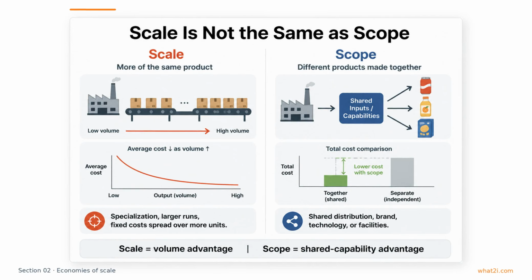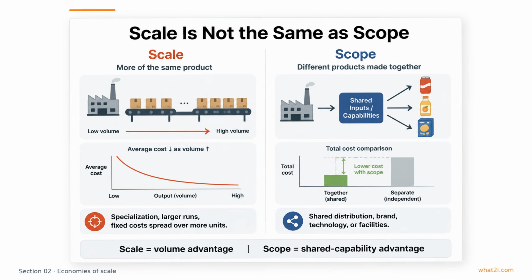Scale and scope sound similar, but they describe different cost advantages. Scale means producing more of the same product, which lowers average cost through volume, specialization, and fixed cost spreading. Scope means producing different products together more cheaply than producing them separately. That can happen when products share distribution, technology, branding, or facilities. A beverage company using the same bottling and delivery network for multiple drink brands is benefiting from scope, not just scale. Keeping the two ideas separate helps you see where a firm's advantage is really coming from.